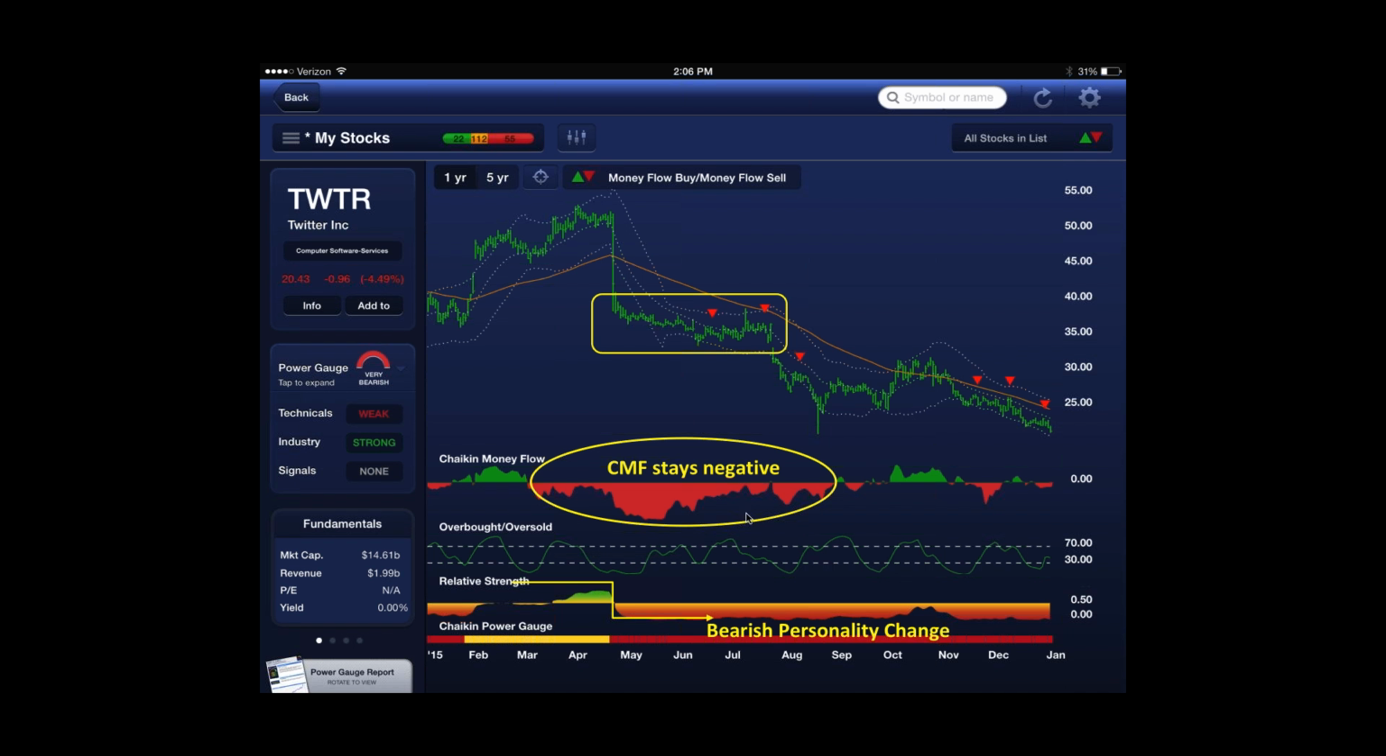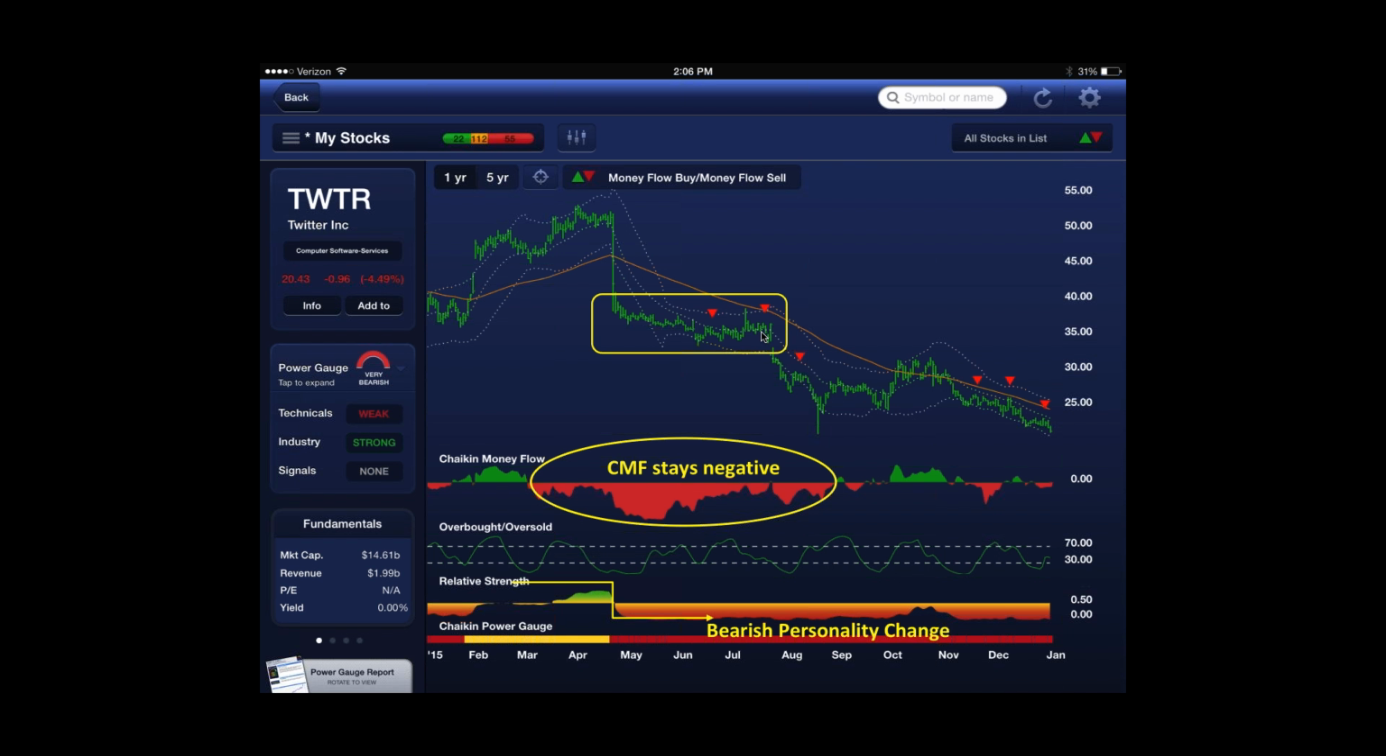Money flow stayed negative, even though the stock had some periodic rallies. You had some sell signals. That told you that the next volatile move was going to be to the downside. Bearish personality change, dynamic duo of relative strength and Chaikin, power gauge rating bearish.